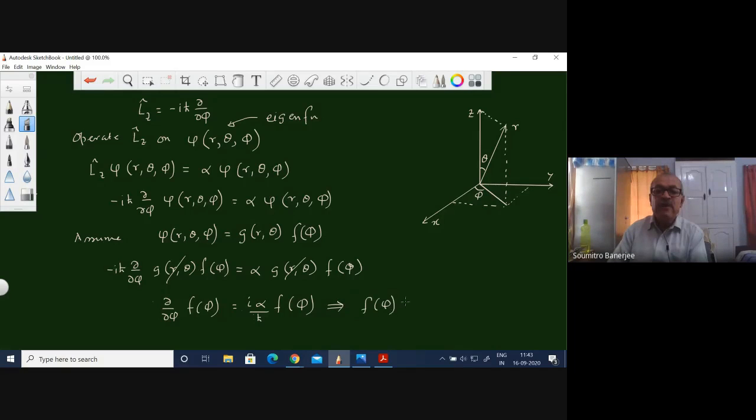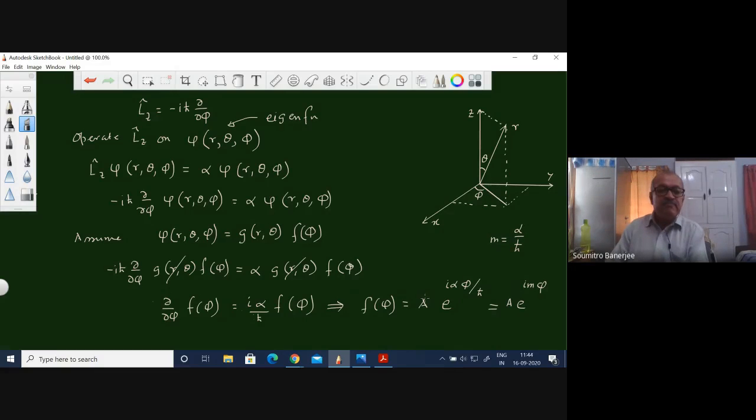F(phi) is equal to some constant A times e to the power i alpha phi by h cross. Okay. Good. So we have obtained a solution in this direction. Let us simplify further, because I do not need to keep all these terms. We can say A e to the power i m phi, where I'm saying that m is equal to alpha by h cross.